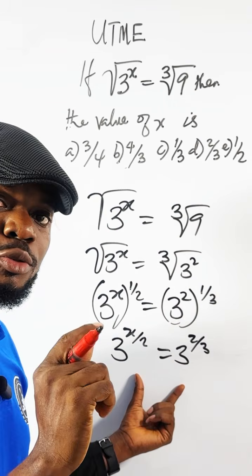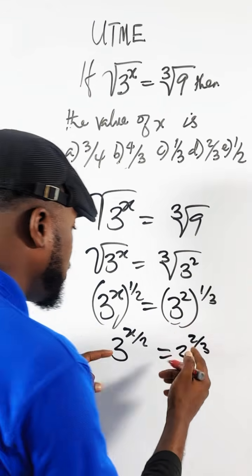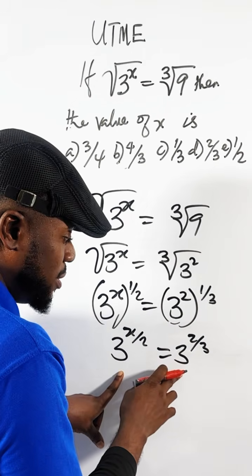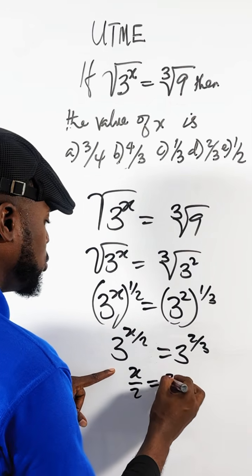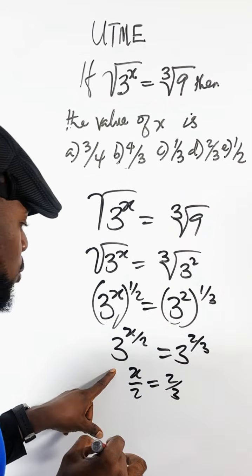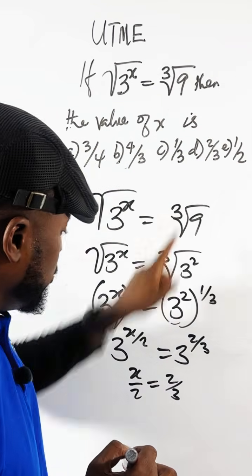When you come to this point where you have similar bases and they're equating each other, what you need to do is to equate the powers because the bases are similar. So if you're equating the powers, it means you neglect the base, and then have the power to be x over 2 equals 2 over 3. So at this point, we are looking for the value of x.